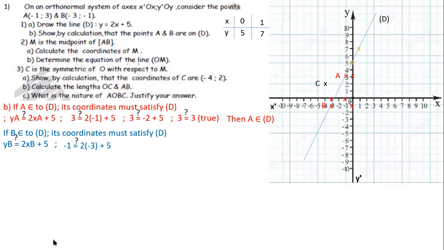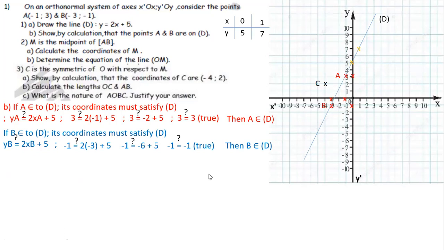Now on the first side we have -1. There is nothing to calculate. On the second side we have 2 multiplied by -3 plus 5. So if we multiply 2 by -3 we get -6. So -1, is it equal to -6 plus 5? Now -6 plus 5, what's the answer? -1. So -1 equals -1? Yes, this is true. So we say B belongs to line D.